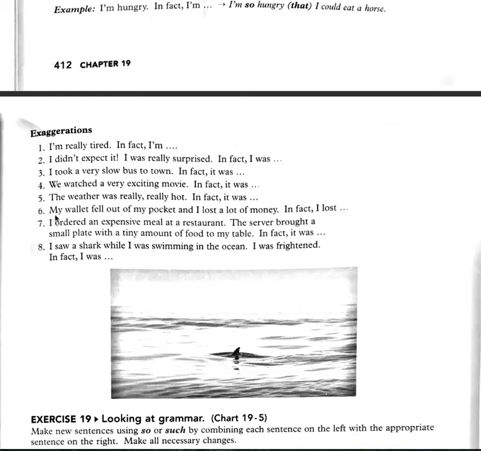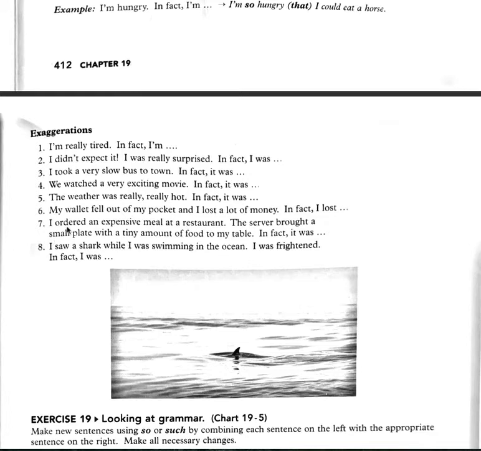Now, number 6. Imagine having a lot of money, and then you lose your wallet. My wallet fell out of my pocket and I lost a lot of money. In fact, I lost so much money that the person who found it is now a rich person. Or in fact, I lost so much money that now I am poor. Okay?